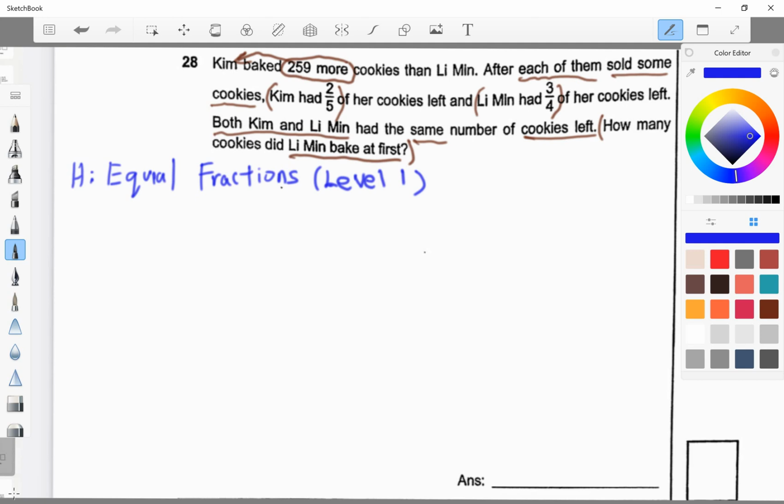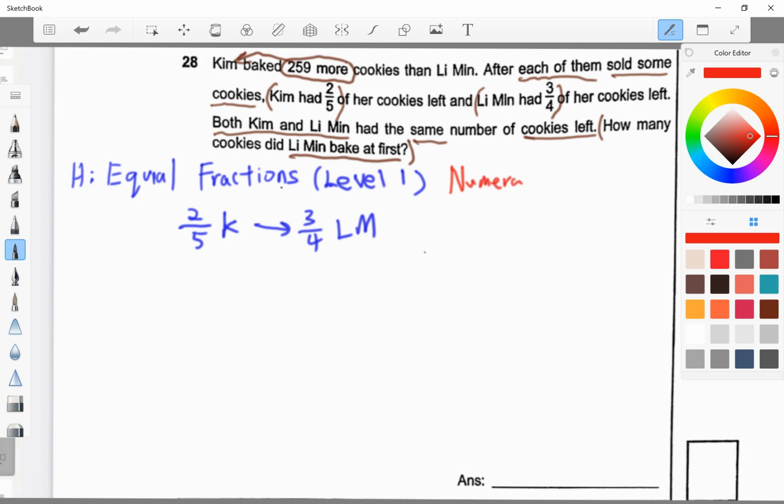If you see this in the exam, I'm very happy for you because you'll be able to solve the question in record time. So Kim had 2/5 of her cookies left, Li Min had 3/4 of her cookies left, and they happen to be the same. So I will state that 2/5 of Kim is the same as 3/4 of Li Min. A very common mistake made by students is that they actually make the denominators the same. So do not fall into this trap, because the moment you have made the denominators the same, the entire question will be wrong.